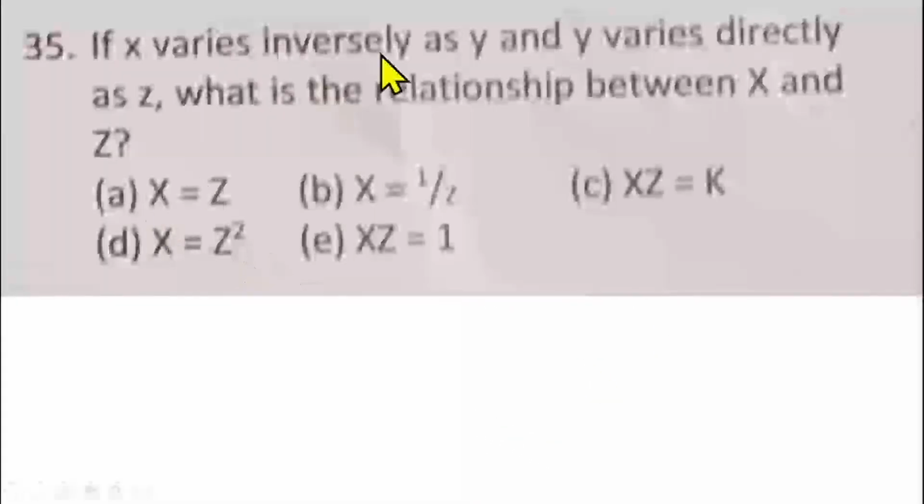Question number 35 is from variation. If x varies inversely as y and y varies directly as z, what is the relation between z and x?